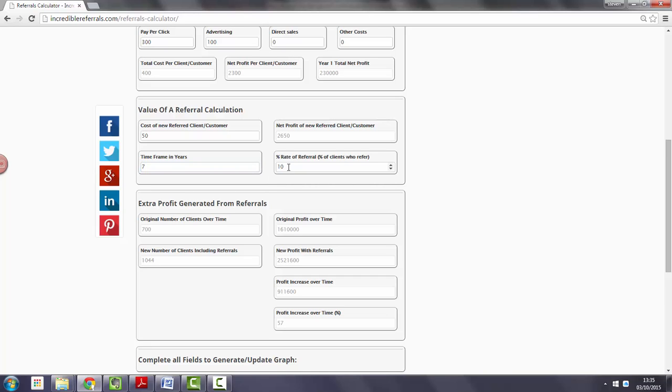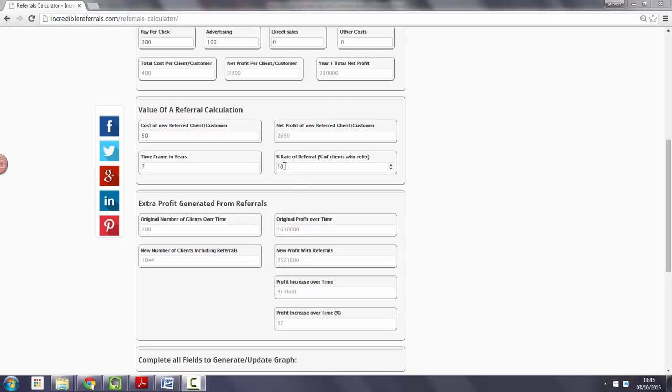Again, it started working out all the figures automatically. Now, at the moment, we're on 10%, so if you get 10% of clients who refer you to others, which is pretty low, then we look at the figures. So you had 7 years of 100 clients. The original profit over time with your costs incurred, which we discussed before, that was the £400, makes it £1,610,000 original profit over 7 years.